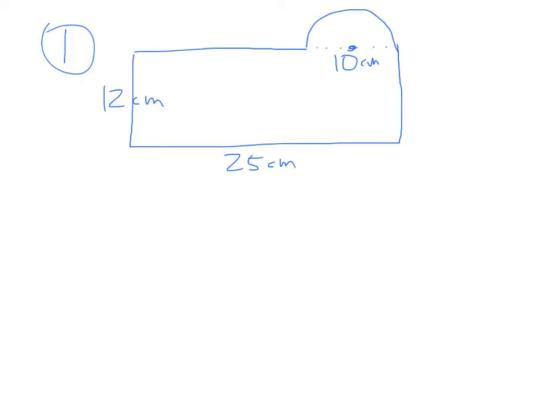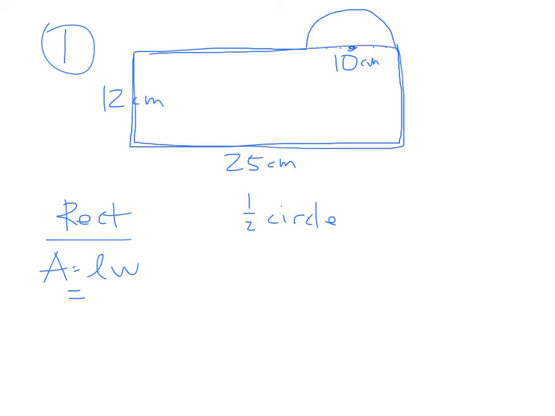So here's number 1. We are going to try to find the area of this composite figure, which means it's not a regular looking figure, but we're going to split this up into two different shapes. We've got a rectangle and we've got a half circle. So how do we find the area of a rectangle? Well, area of a rectangle is length times width, and for the rectangle this is 25 by 12. Alright, and 25 times 12 is 300.